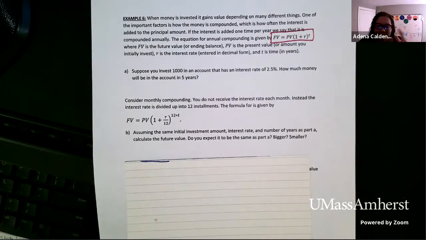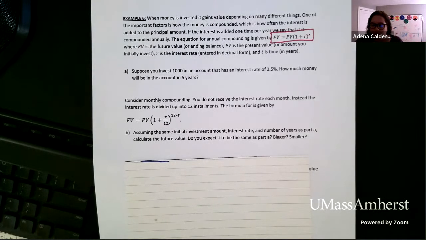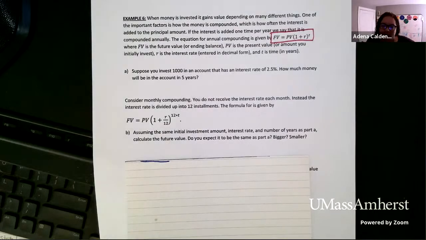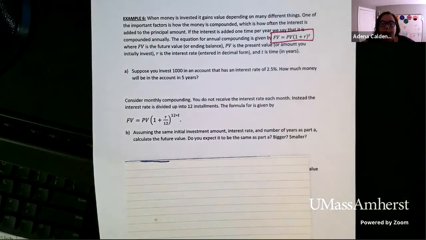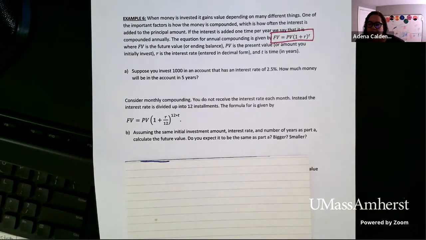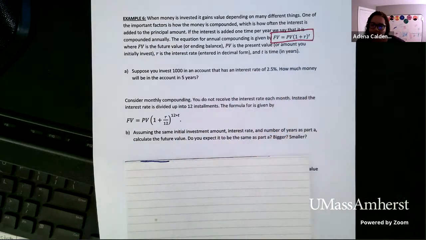So for parts A and B, and we'll talk about part B in a second, we're just doing some basic calculations. We're not talking about derivatives yet. We're just getting comfortable with these equations. So for part A, we're saying, suppose that you have $1,000, so that's a present value, and that you're going to get an interest rate of 2.5%. I want to know how much money you will have in 5 years. So this is just practicing plugging things in correctly into the right variables, okay?